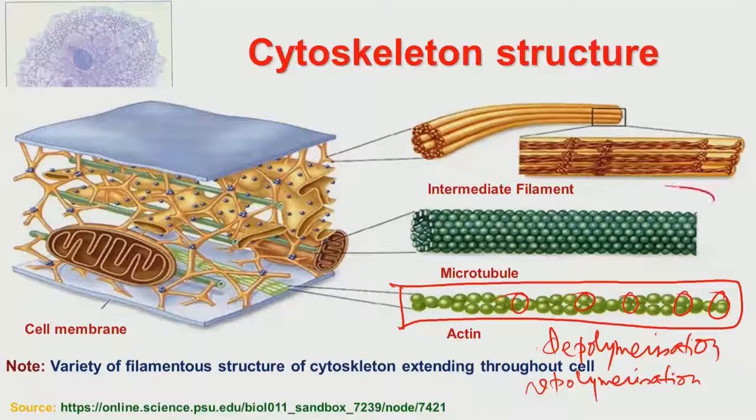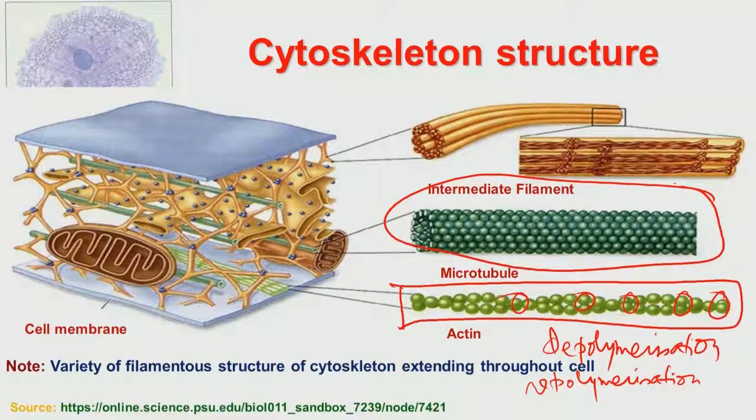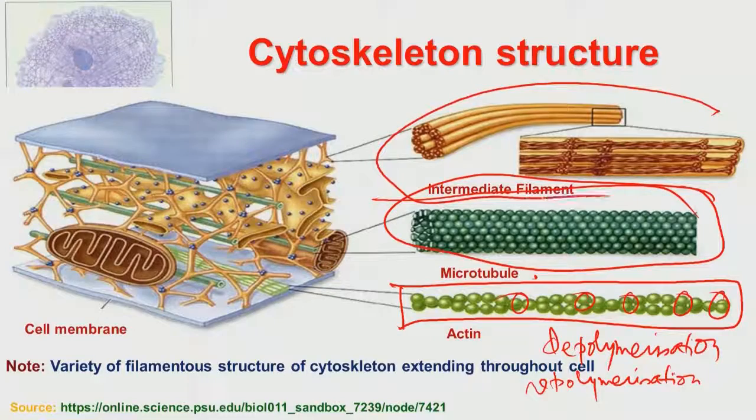The second structural element of the cytoskeleton is the microtubule. As you can see from the schematic of these two, the microtubule and actin filament, the microtubule has a relatively larger dimension in terms of tubule diameter compared to the actin filament. The third one is the intermediate filament. The intermediate filament appears to have an intermediate size between the actin and the microtubule.